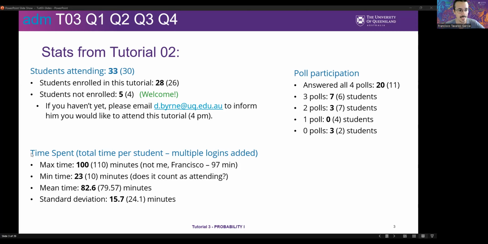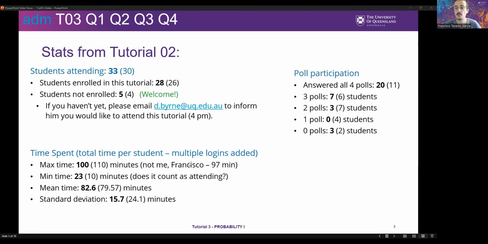The maximum time someone spent was 100 minutes. It wasn't me, someone was just a few minutes more, but nothing abnormally large, which is good. The minimum time also improved from just 10 minutes from one of the students to 23. It's not good enough, but it's already much better than 10 minutes. The mean time improved a little bit to 82 minutes, and the standard deviation dropped to 15, which is good. So we have a mean of 82 minutes and a standard deviation of 15 minutes instead of 24. So people will stay here for all or most of the tutorial.